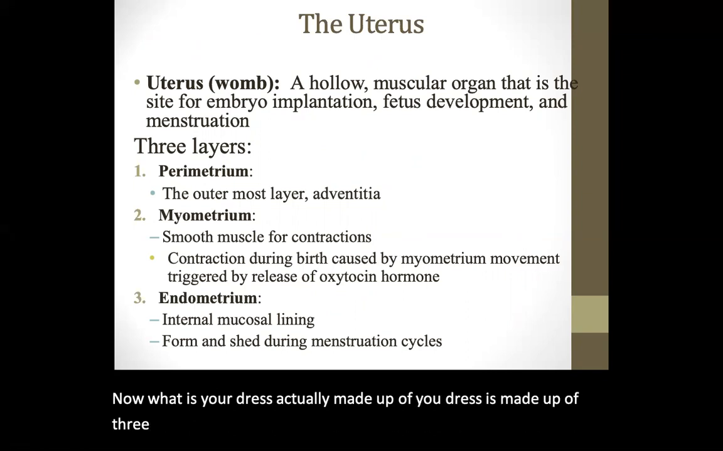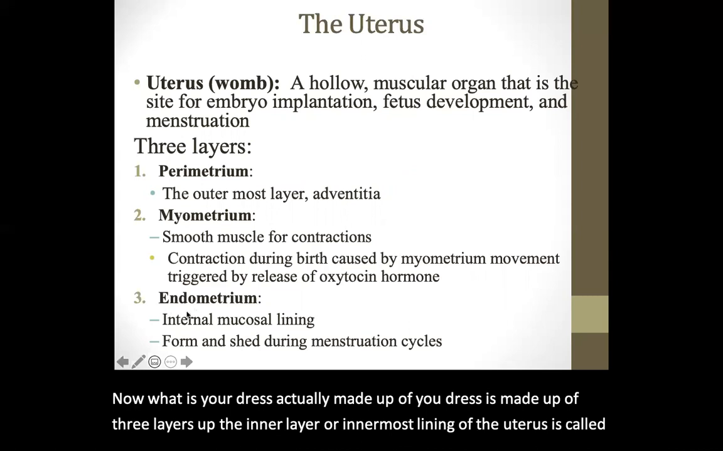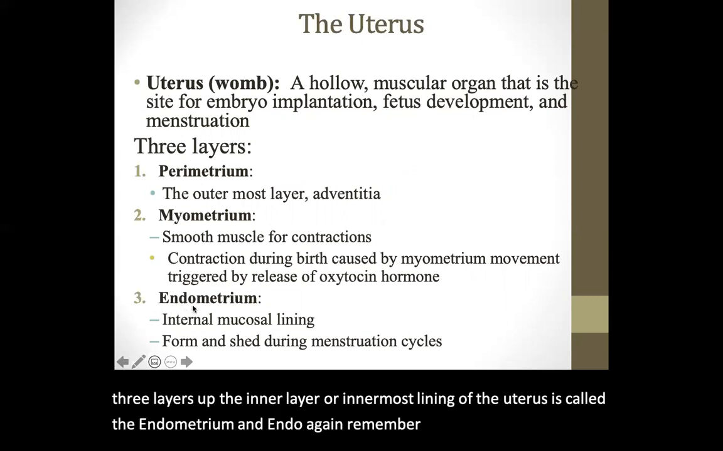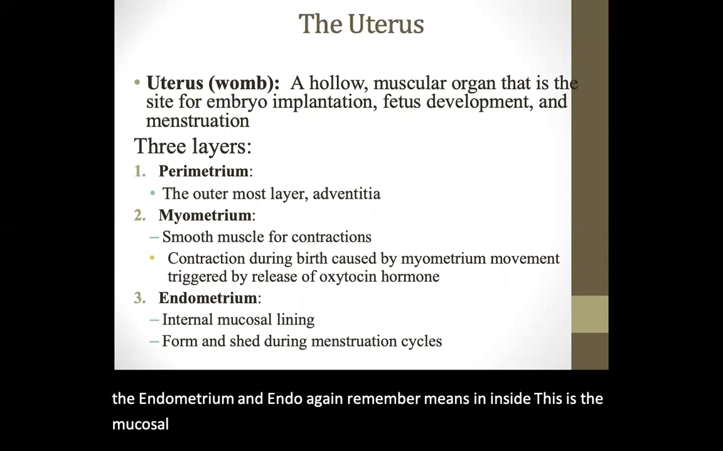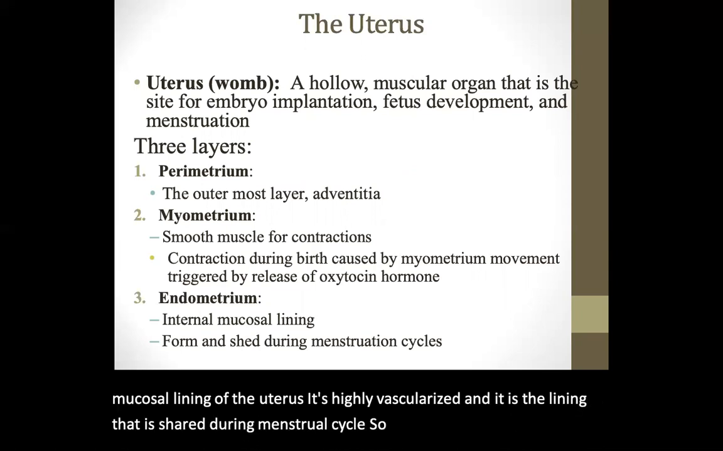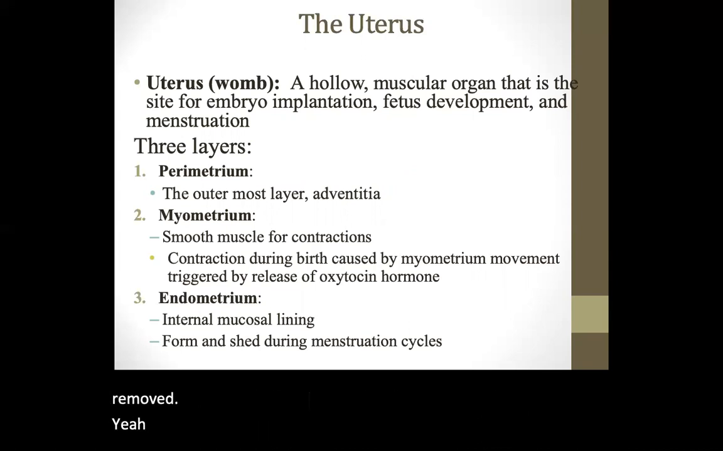The inner layer, or innermost lining of the uterus, is called the endometrium. And endo, again, remember, means inside. This is the mucosal lining of the uterus. It's highly vascularized, and it is the lining that is shed during the menstrual cycle. So it basically is created and removed every menstrual cycle because of the possible chance of pregnancy.